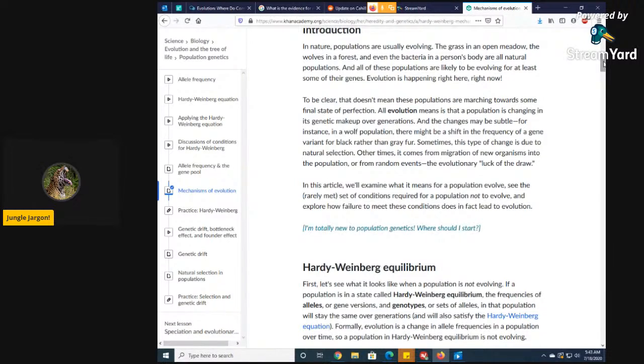Yeah, that's a stretch. In this article, we'll examine what it means for a population to evolve, see the rarely met set of conditions required for a population not to evolve, and explore how failure to meet these conditions does in fact lead to evolution. Okay, we need a definition for evolution here because I don't think he knows what that means.